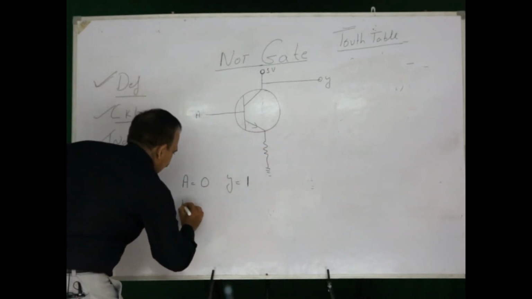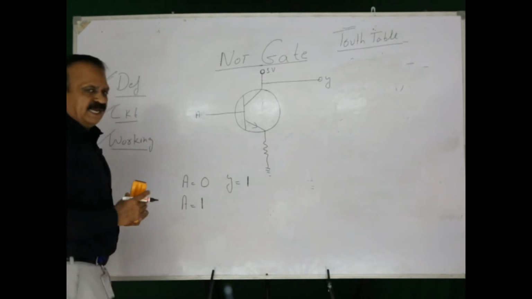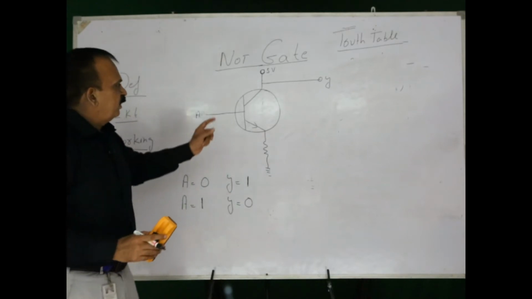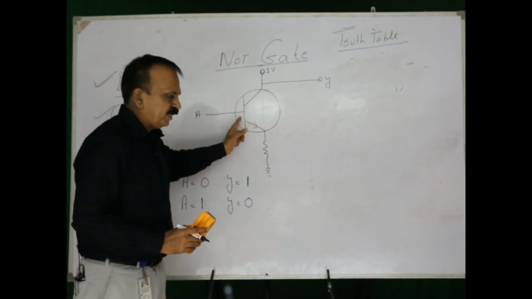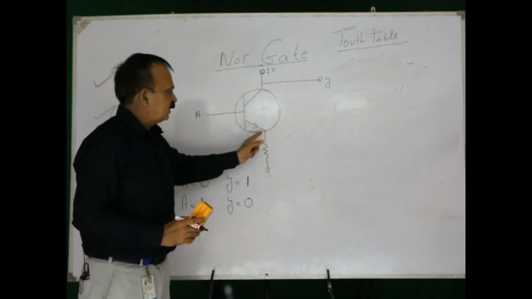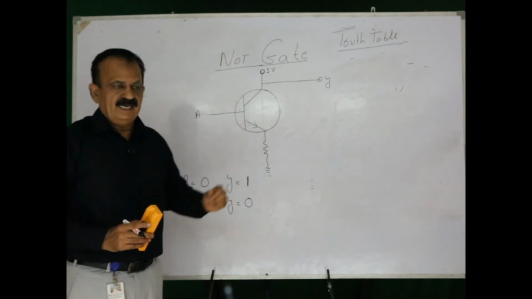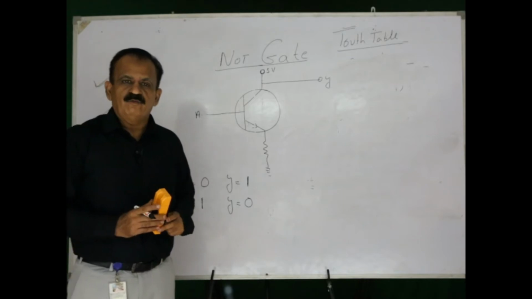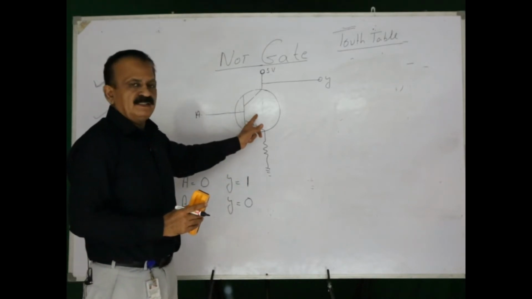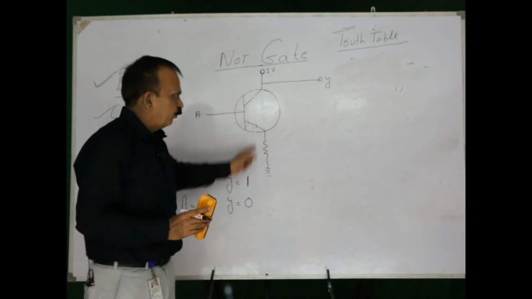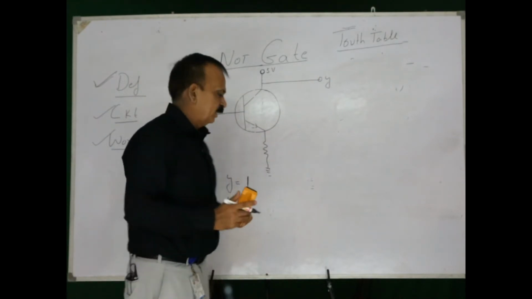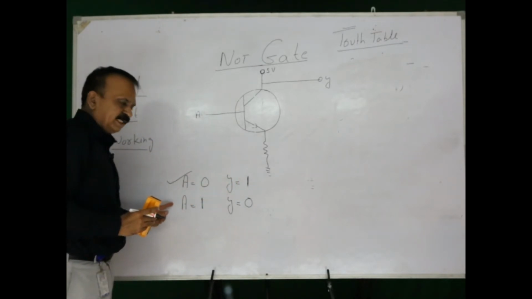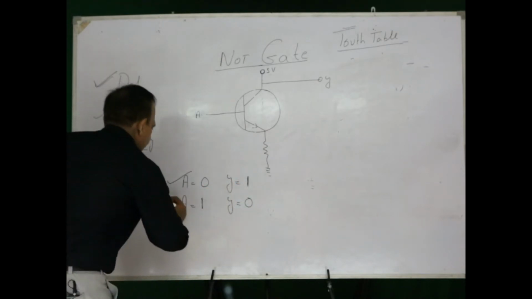The second case, A is equal to 1. Since A is equal to 1, Y will be equal to 0. How? If A is equal to 1, this diode will be conducting, and due to this the transistor will be in the saturation state, and the maximum current will pass through this transistor, and the value of Y is going to be 0, because this transistor won't be giving any resistance. So A is equal to 0, Y will be 1, and A is equal to 1, Y is going to be 0.